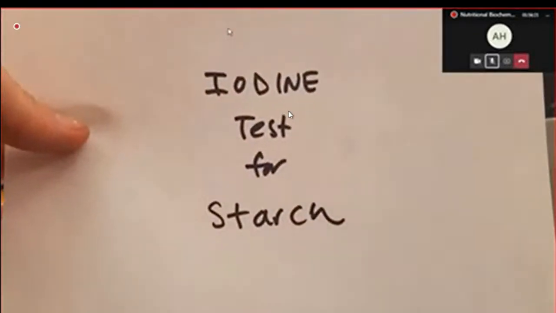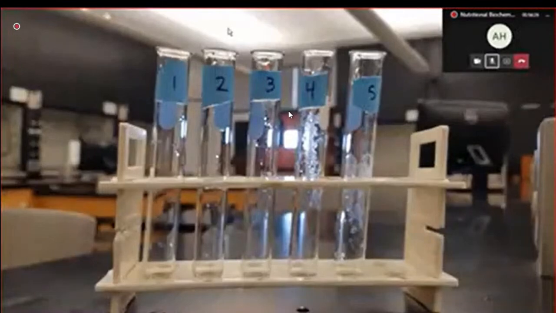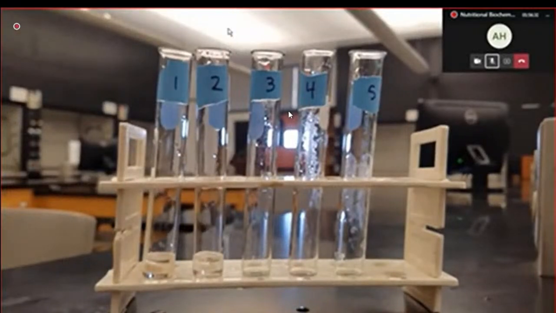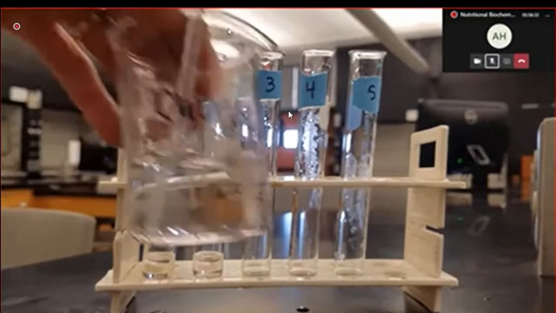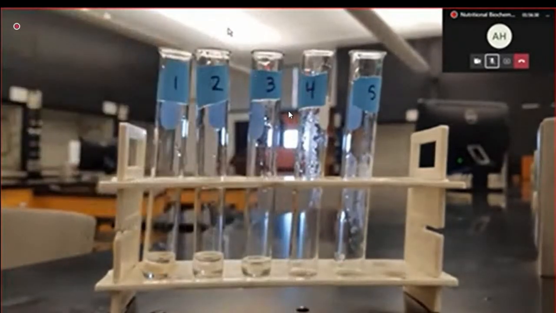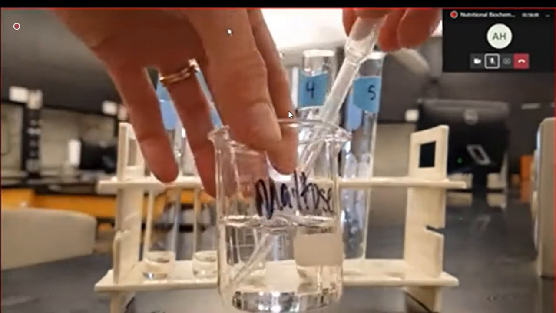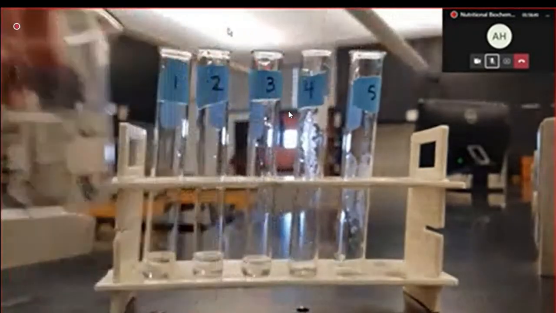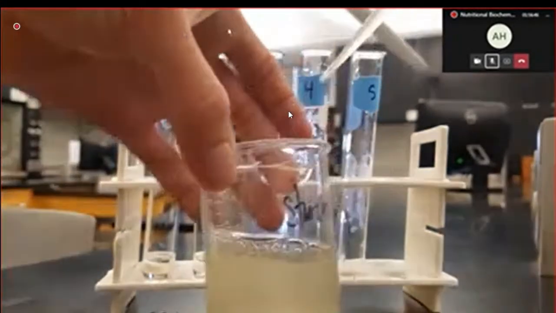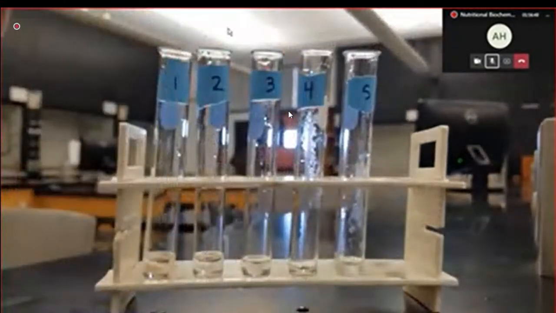So one last round, we've cleaned the test tubes out. We're going to do the iodine test for starch now. This one you do not heat, it's just going to be a quick instantaneous reaction. So we're going to put our sugars in, glucose again, and I believe it was fructose number 2, sucrose in 3, maltose coming in 4, and starch coming in to test tube 5.